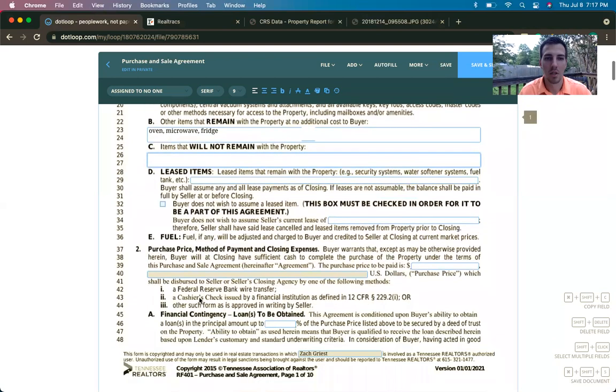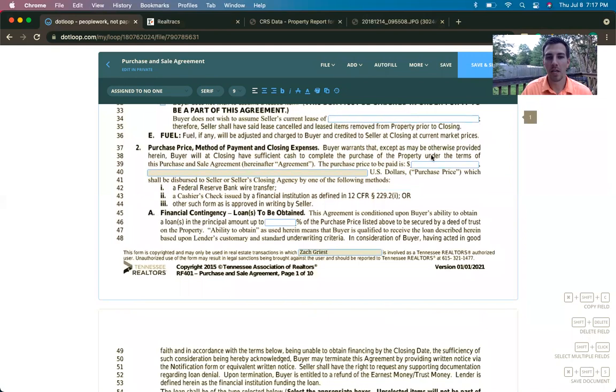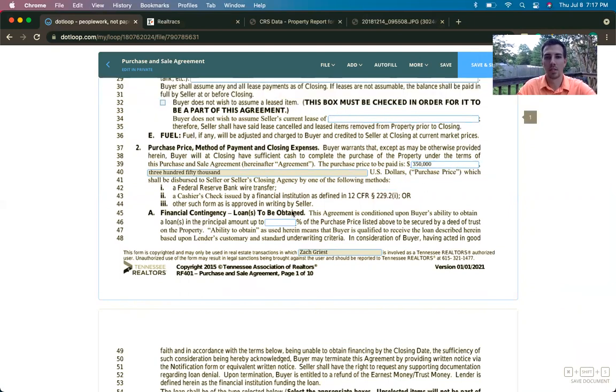All right, let's go. Leased items. If there's anything leased, always ask the sellers, do the buyers want that item? It could be a security system or water softener system, or you check here that the buyer does not want to assume any leased items. So just make sure. Purchase price. The price that the buyers are willing to pay goes here. So we'll say 350,000, and Dotloop will automatically pre-fill the next line for you.